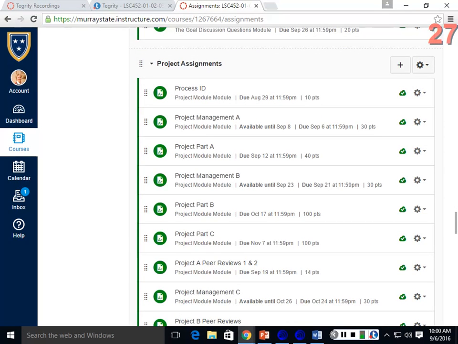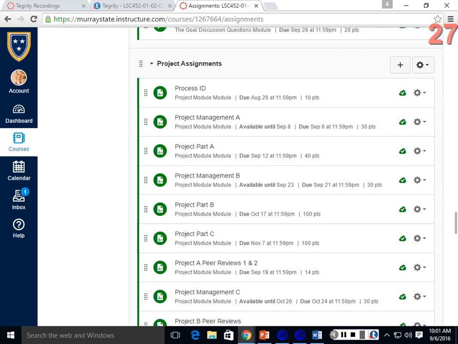So right now I've just got one category grouping called project assignments, right? And so you've got the process ID, you've got project management A and project part A. So Hunter and Kaylin and Courtney, I'm just going to use your group as an example. If I were your group, there's certain components, and y'all might want to listen in terms of trying to understand how you might divide and conquer a little bit, okay? Because that's going to be your key in terms of how you're going to get through this, okay?